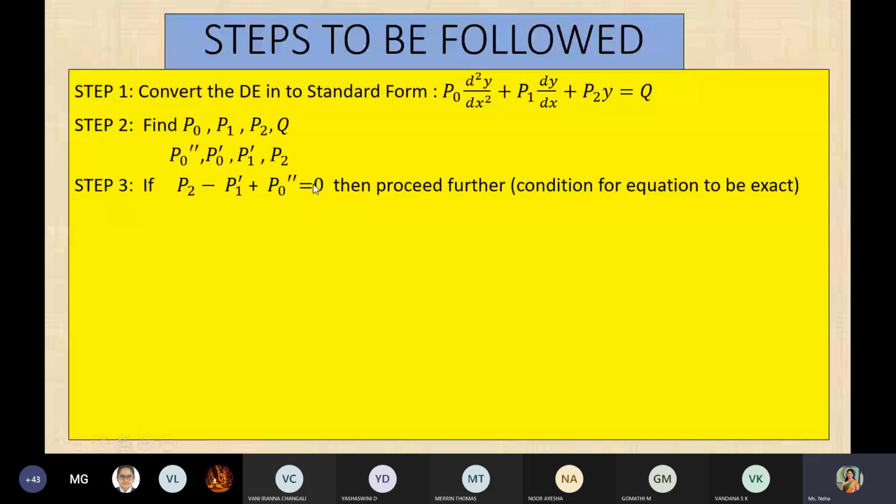It says P naught y dash, which is dy by dx, plus P1 minus P naught dash into y is equal to integral Q dx plus c. You will get everything, P naught, P1, and solving means you just have to find the integration, substituting the values of P naught, P naught dash and so on.